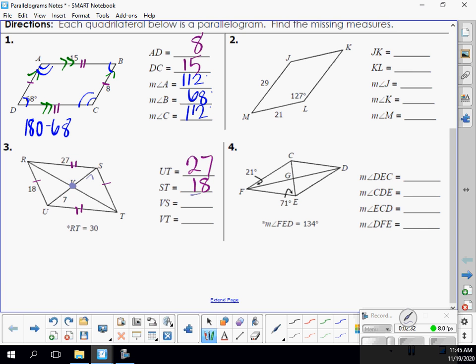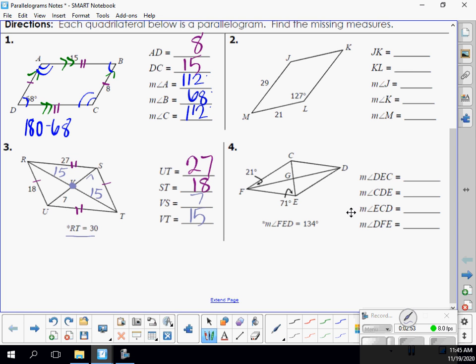They don't ask for it, but again, this is the midpoint. They do ask for VS. And then they ask for VT. Well, they tell me right down here that RT, the whole thing is 30. Well, if the whole thing is 30, that means if I'm bisecting it, part of it is 15, and the other part has to be 15. So VT should equal 15.